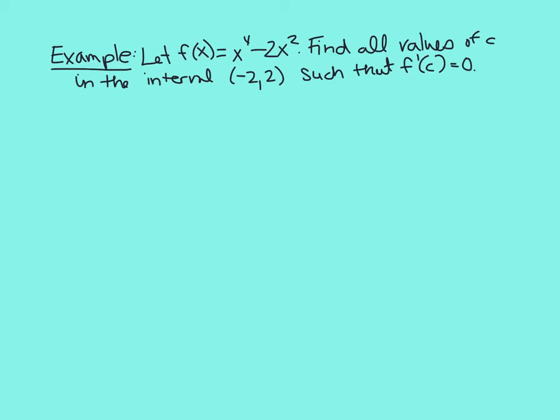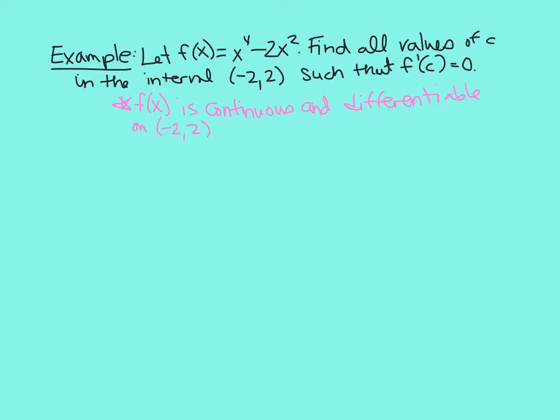For our first example, we have a function f of x equals x to the fourth minus 2x squared. We would like to know all values of c in the interval -2 to 2 such that f prime of c is equal to 0. So we are going to use Rolle's theorem. Whenever we use a theorem, it is very important that we check that all conditions apply. So first of all, we know that because it's a polynomial, f of x is continuous and differentiable on that interval. So we're off to a good start.